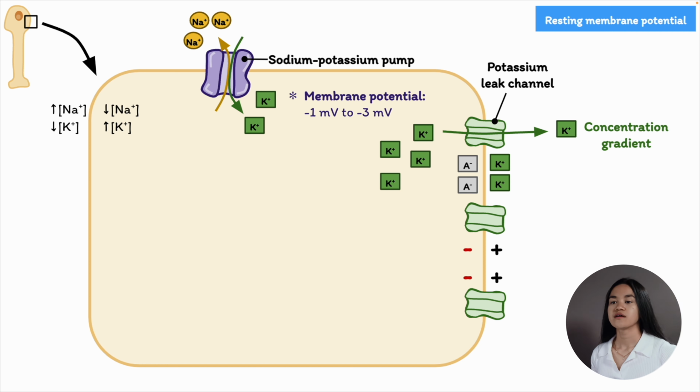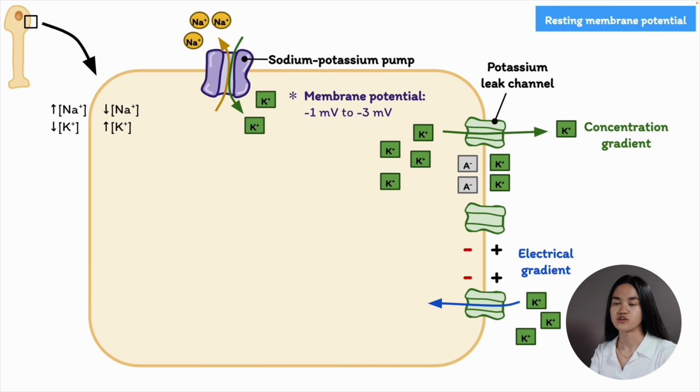As time goes on, as more potassium ions leave the cell and the inside of the cell becomes more negative, an electrical gradient is generated. Potassium would be drawn to the negatively charged interior and drawn away from the positively charged exterior. So now we have two opposing forces: the concentration gradient generally pushing potassium out of the cell, and the electrical gradient moving potassium back into the cell.